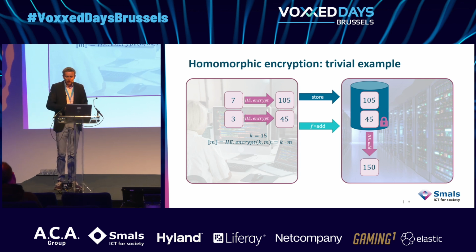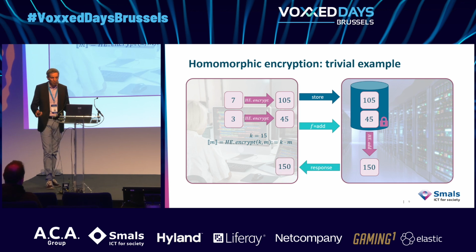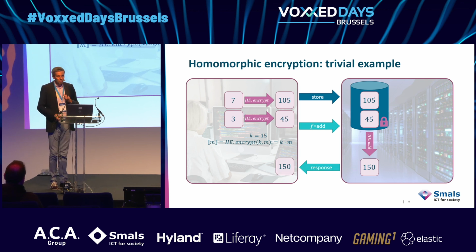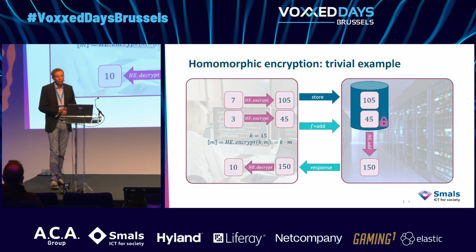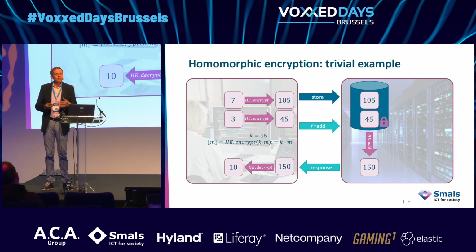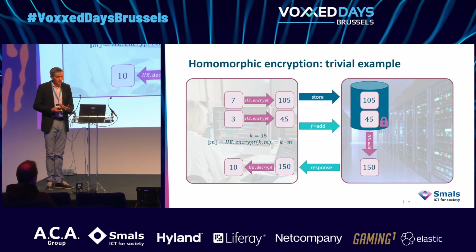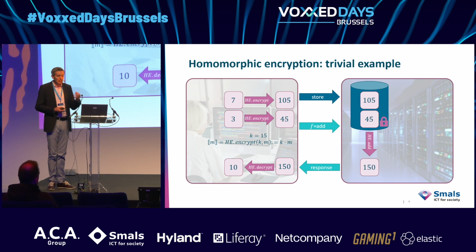So 105 plus 45 is 150, that's our encrypted result, sent back to the client. And for decryption, we just do the division by the key in that case, which is the inverse of our encryption function, and we end up with the result 10. Voila. So that gives you an idea of what happened. Of course, it's much more complex with homomorphic encryption cryptosystems. But the key point here is that at no point is the data in the clear in the remote infrastructure.